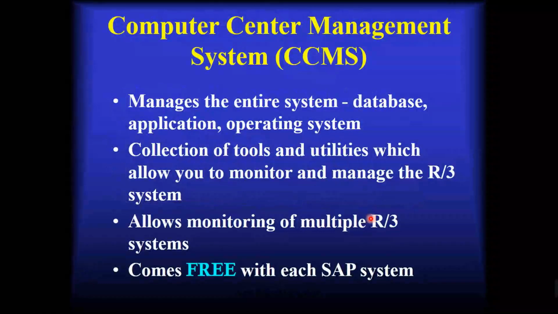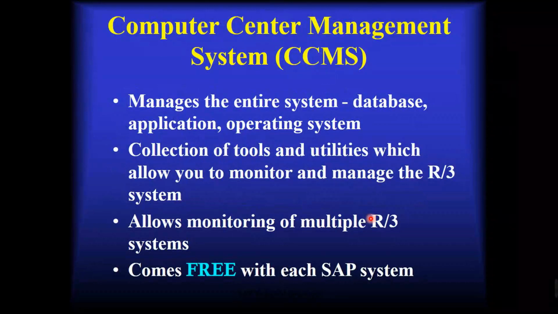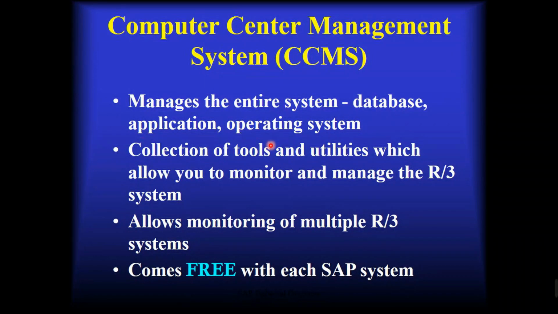Next, the Computing Center Management System, that is CCMS. We call it a central management system. How is it working? It manages the entire system, database, application and operating system in a single go. It is a collection of tools and utilities which allows you to monitor and manage the R/3 system, and allows you to monitor multiple R/3 systems. It comes free with the SAP system. That means this T code is already free with the SAP system. If we log into the SAP system and run this T code, we'll get it.